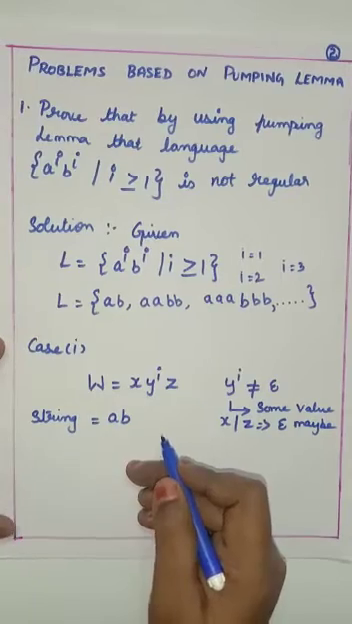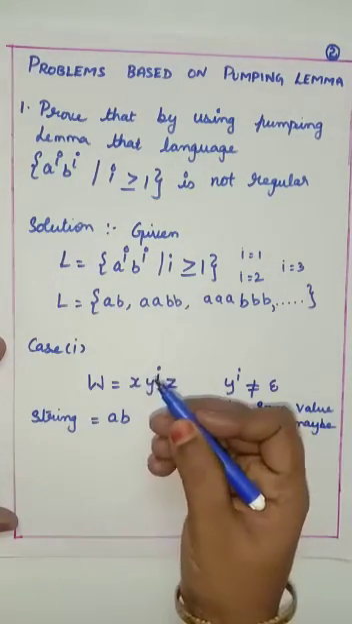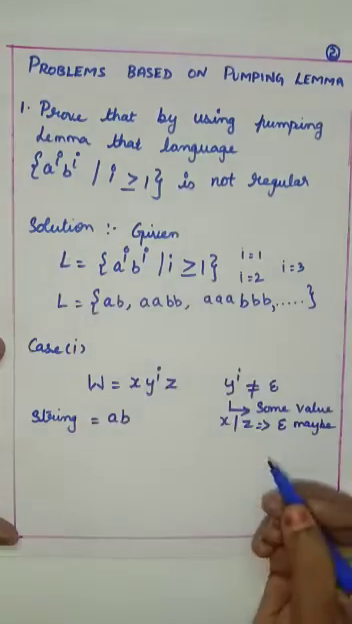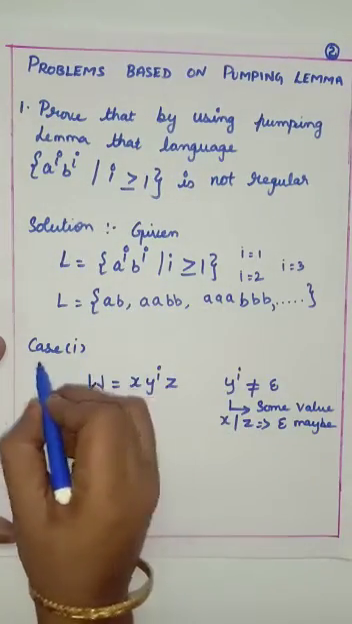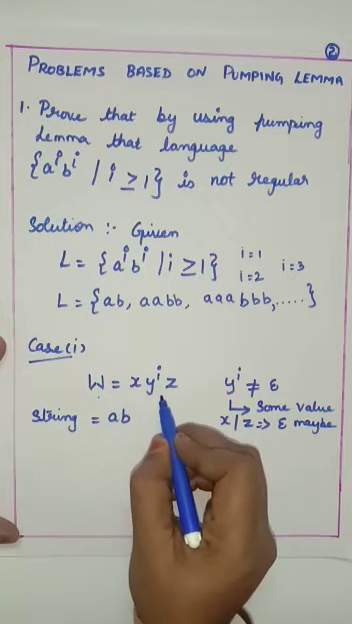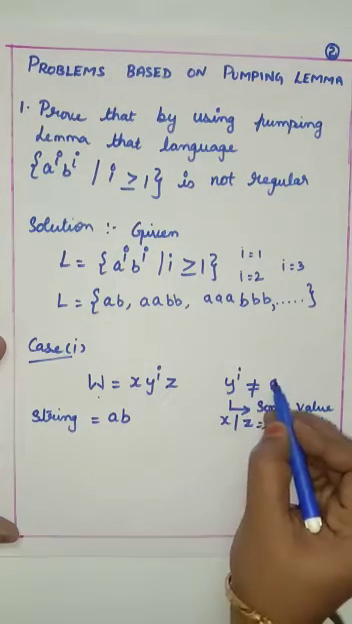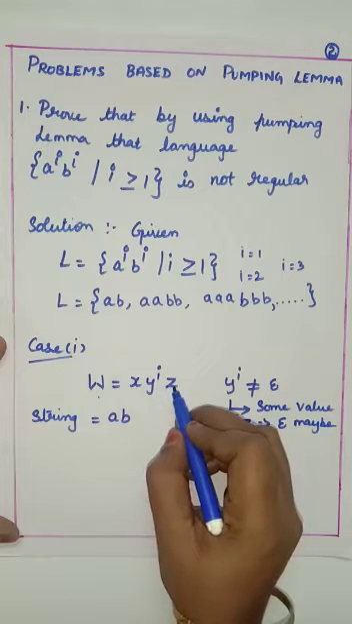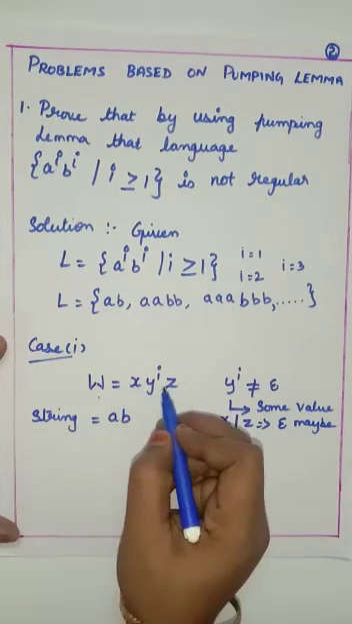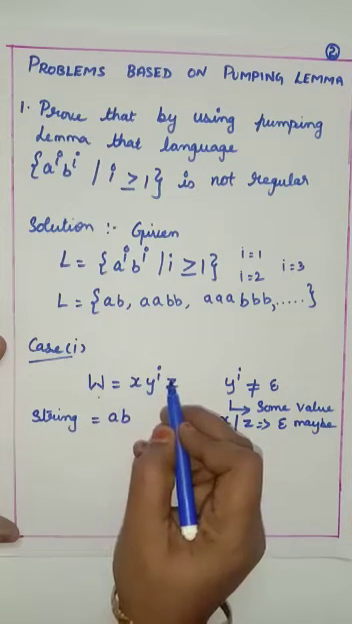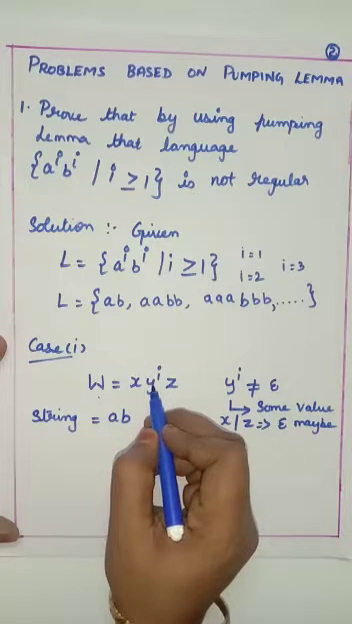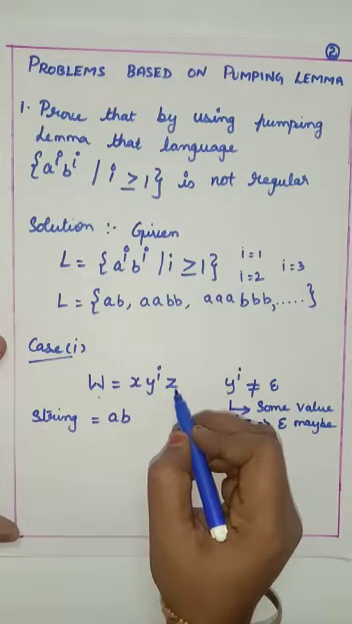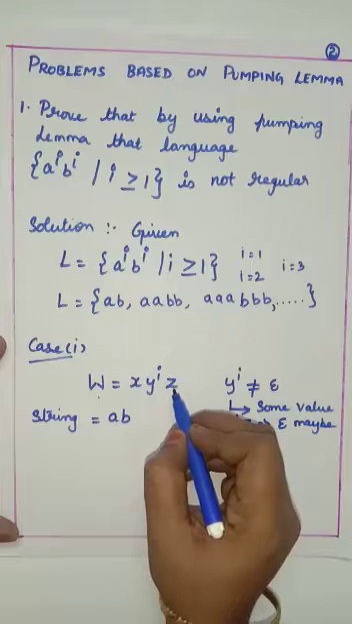So now I am going to take case 1, the first string ab. I have to prove that it is not a regular set for the language L. So I am going to generate this ab. In case 1, W is equal to x, y to the power of i, z. We all know that y should not be equal to epsilon. It must always have some value, and x or z can be epsilon. According to the pumping lemma concept, x or z may be epsilon, but y should not be equal to epsilon. And the third property is that x, y to the power of k, z belongs to the language L for all values of k greater than or equal to 0. Like that I told, right?